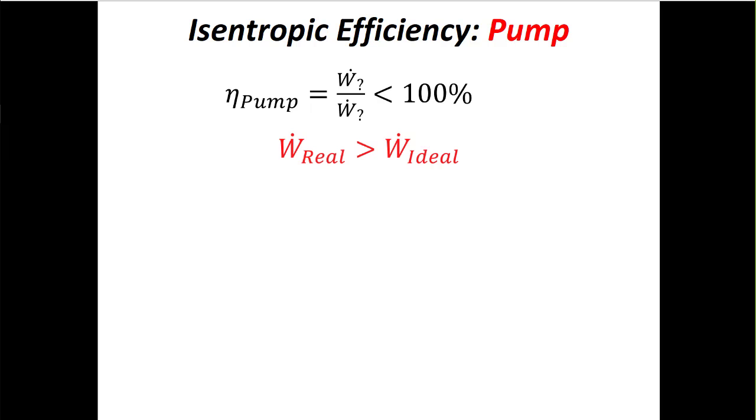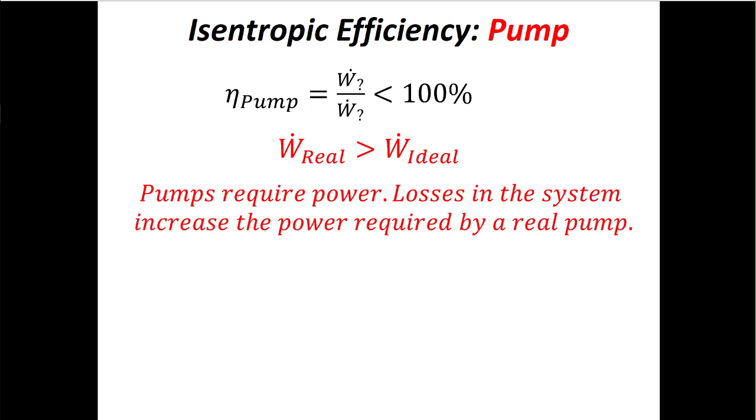So for the pump, it's the real power that's bigger than the ideal power. So for the pump efficiency, it's ideal power divided by real power. It's the same concept: it's still the smallest one divided by the biggest one. But because the pump power is a cost, the pump power goes on the bottom in the real case, because the real pump requires a higher cost to run than the ideal pump.